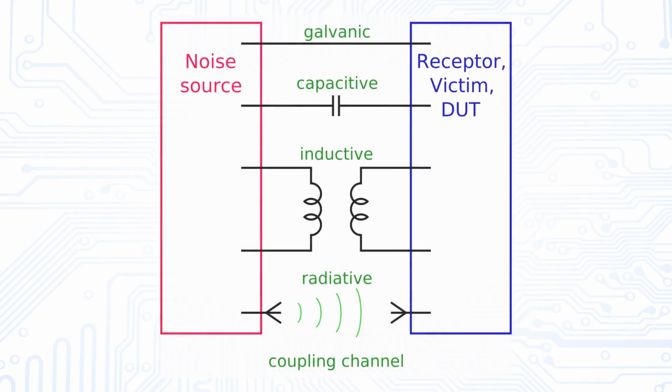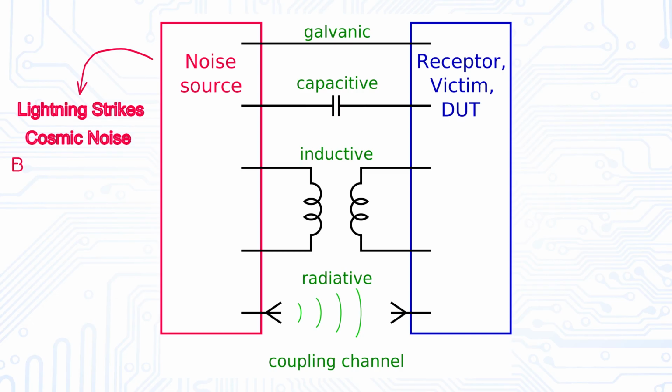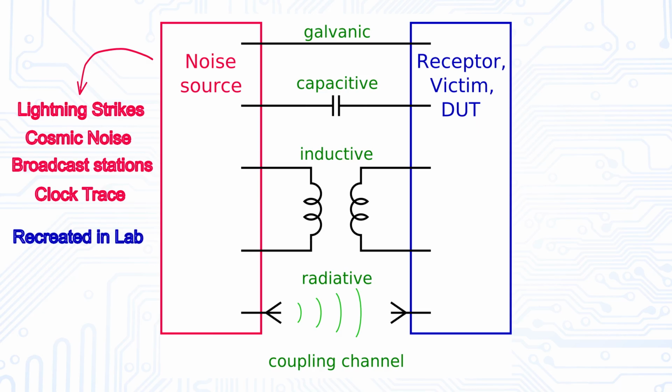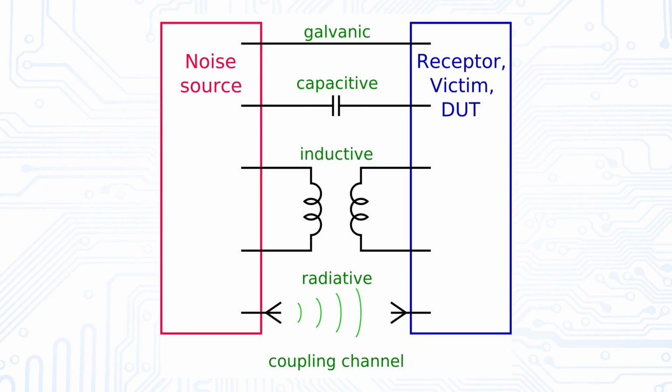The displayed diagram clarifies that an interfering signal has a specific source and a defined path that it follows. The noise source can be natural, such as lightning strikes or cosmic noise, or man-made, including broadcast stations or the clock trace of your electronic system. These noise sources are recreated by EMC engineers in lab settings to study their effects and develop mitigation strategies. The coupling path is the route taken by interference to enter and affect our systems, and understanding this path is crucial for effective interference mitigation.